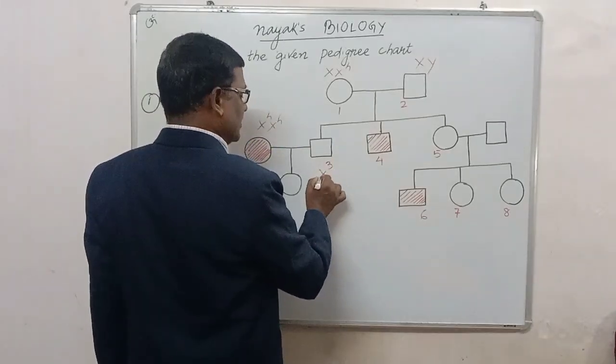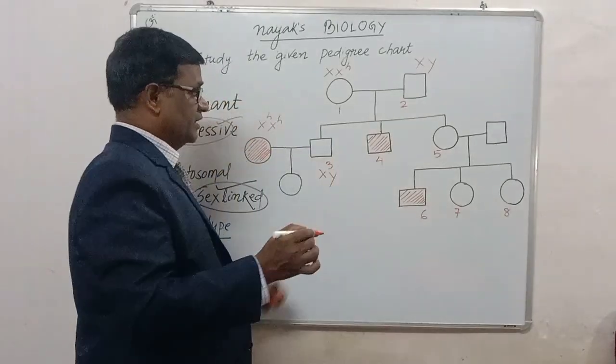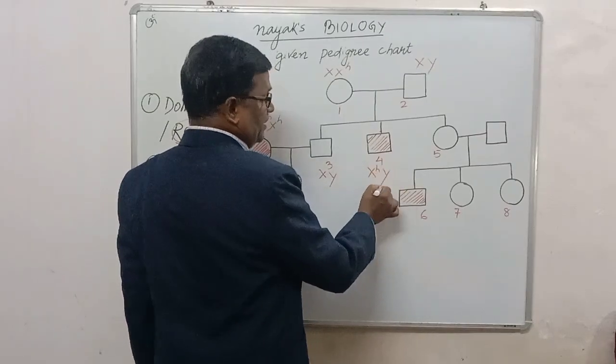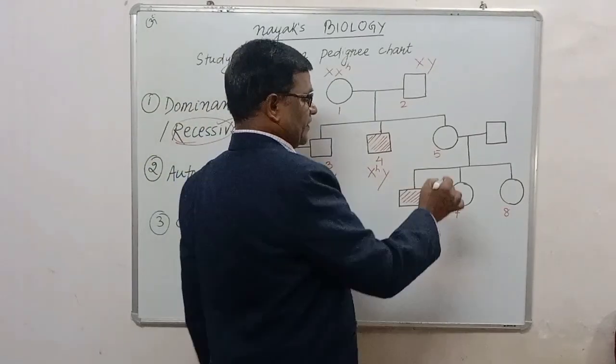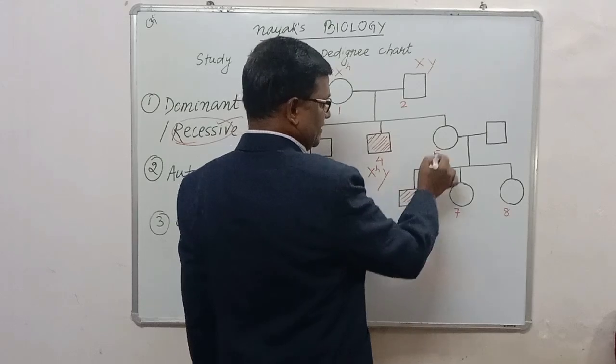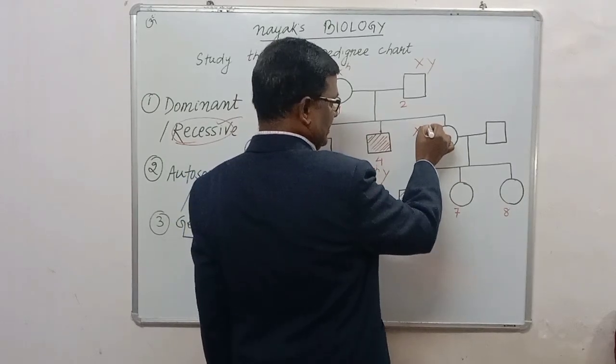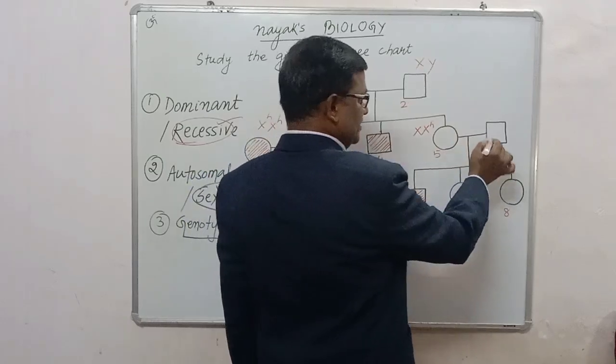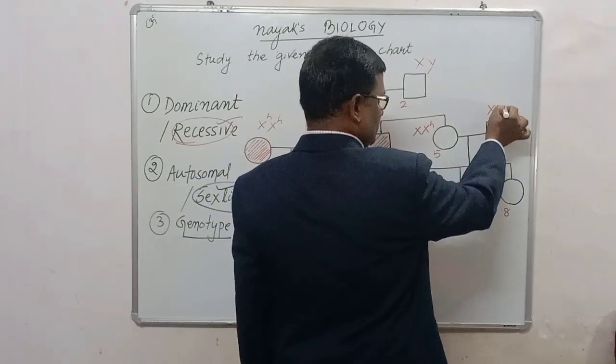After that, the boy is normal. Simple, we can write XY. Here a boy is affected. What will you write? XHY. This girl is not affected, but her son is affected. That's why she is definitely a carrier. What will you write? XXH. This man is normal. That's why you have to write XY.